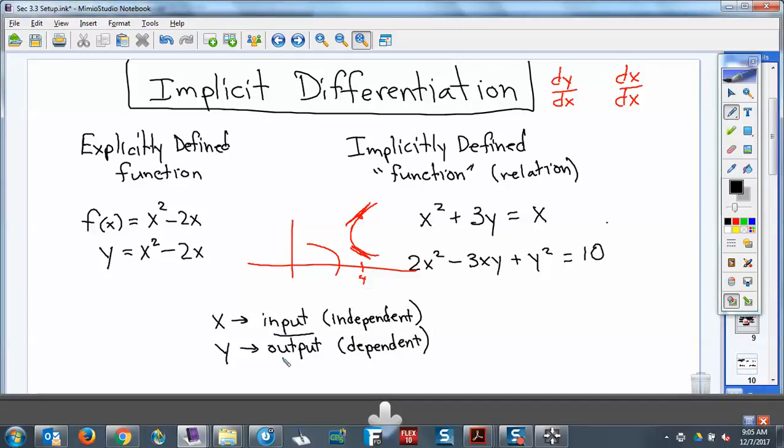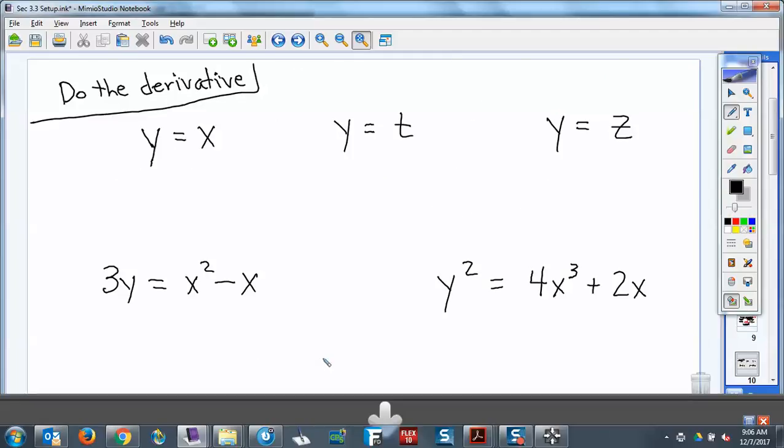So x is our input, or what we call the independent variable, and y is the output, or the dependent variable, because y depends on what x is. So our inputs and outputs, it's important to know what's what. Okay, so let's take a couple of examples here.